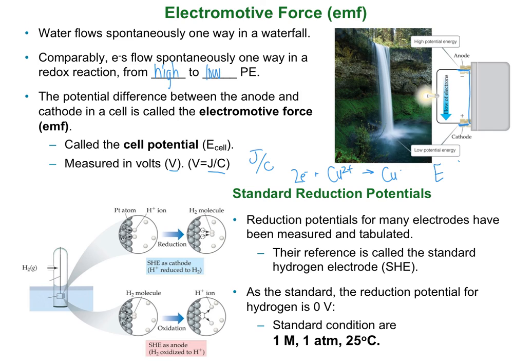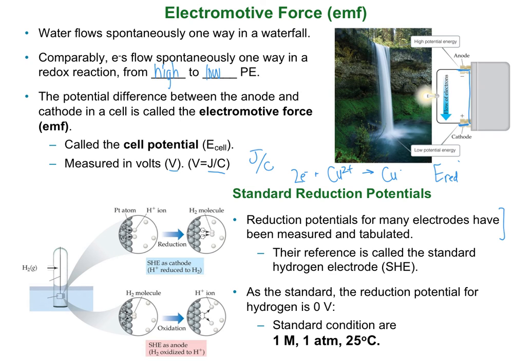So that would be for this reduction. I'll call it the reduction potential. If I have the reverse reaction happening and I have copper turning into copper ions, then that would be the oxidation potential. And so these are all tabulated in our books and online.